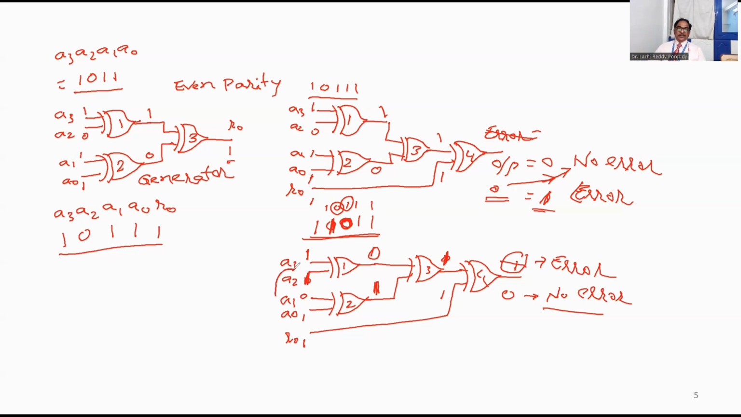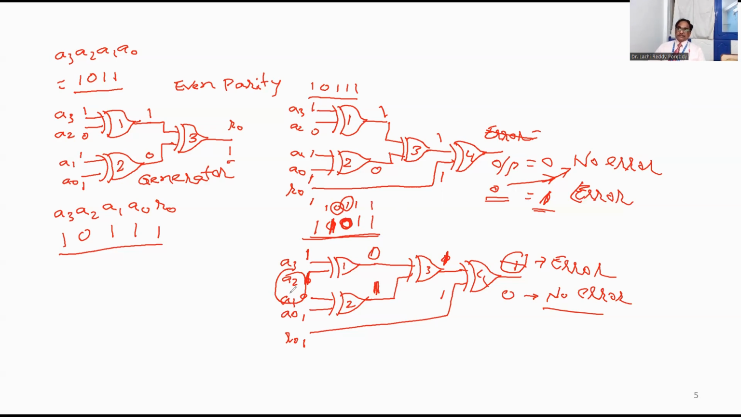Both these bits have errors. Instead of 0, 1, we have received 1, 0. But the circuit, the checker, is saying that there are no errors. So this is a problem we are going to have with parity check. An odd number of errors will be detected, but an even number of errors will not be detected.